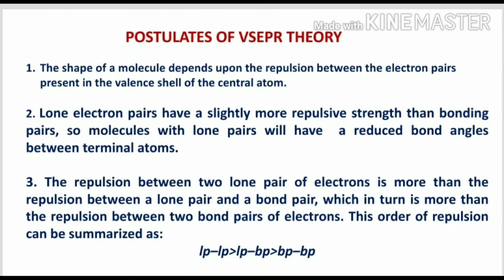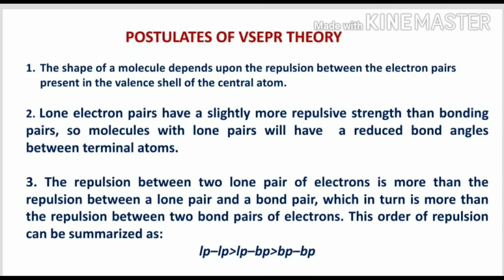Some important points to be noted in VSEPR theory are: the first one, the shape of a molecule depends upon the repulsion between the electron pairs present in the valence shell of the central atom. Lone pairs have slightly more repulsive strength than bonding pairs. So, molecules with lone pairs will have reduced bond angles between terminal atoms.